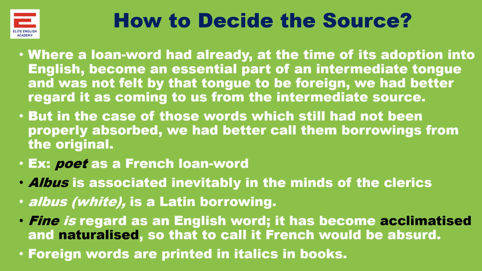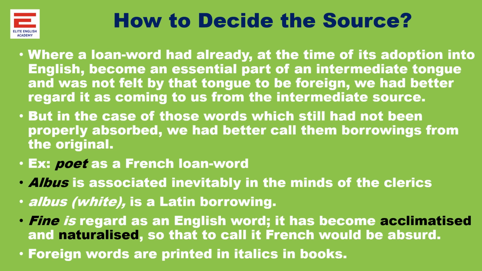When we have different sources like that, there is a question of how to decide the source. For example, the word poet has French origin, Latin origin, Greek origin. How to decide? They have a theory for it. The source is decided when the adaptation into English became an essential part of an intermediate tongue and was not felt by that tongue to be foreign. When a word is adopted into English and is not felt to be a foreign word, then it is not a foreign word.